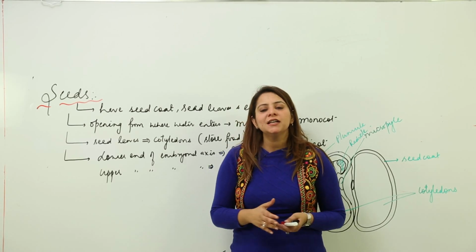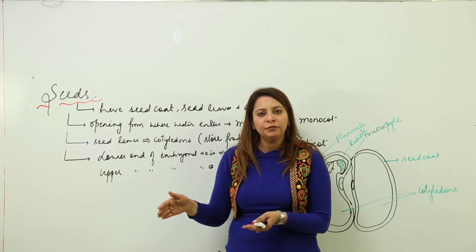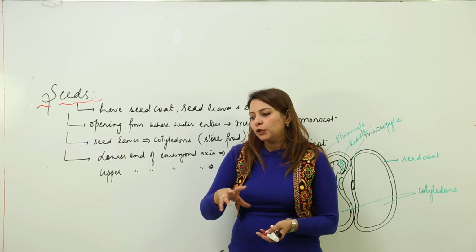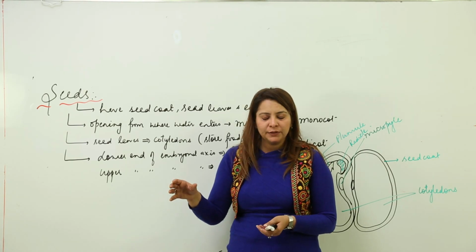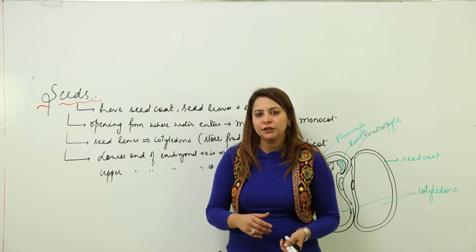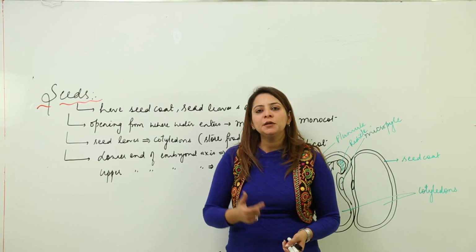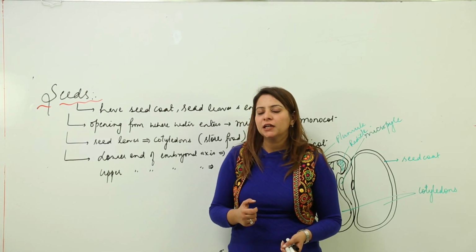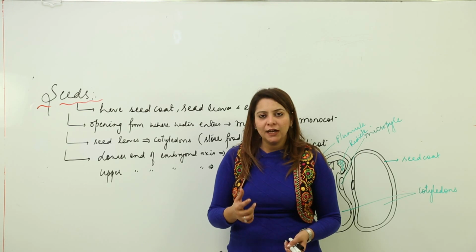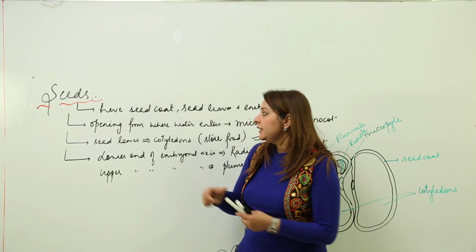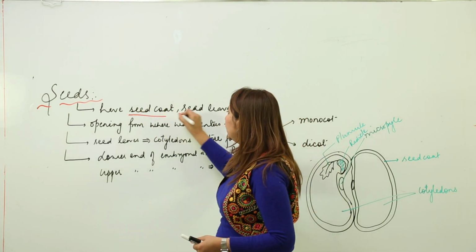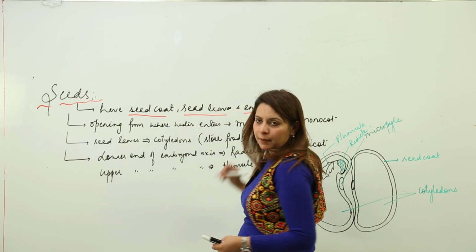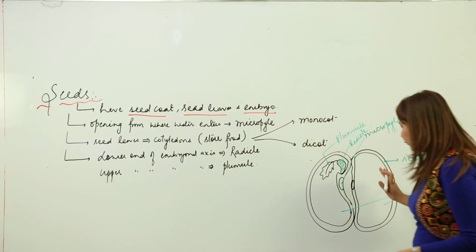Now, as we have discussed that the seed is finally formed, the seed is the reproductive product, what we get after sexual reproduction. So, seed is the ultimate result of the sexual reproduction in plants. So, how do seeds look, or what do they consist of? Seeds actually consist of seed coat, seed leaves and embryo. So, this is the structure of the seed.